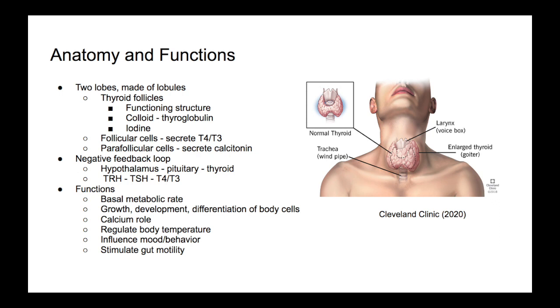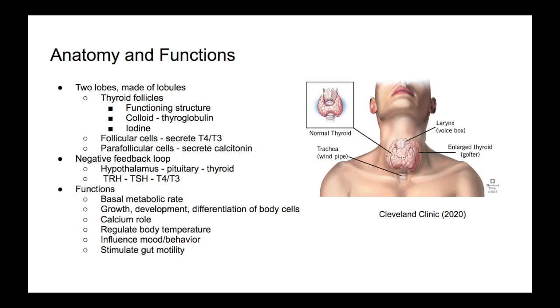Thyroid hormone also regulates carbohydrate, fat, and protein metabolism, as well as helps in the metabolism of vitamins. It also regulates the body temperature and enhances mitochondrial metabolism. Thyroid hormone also influences the mood and behavior of a person as well as stimulates gut motility.